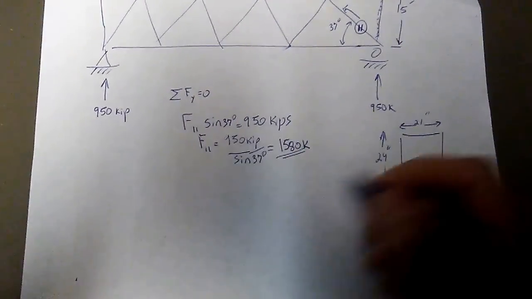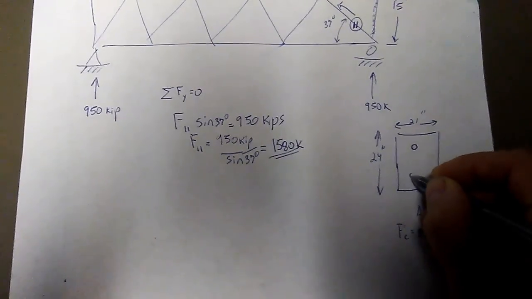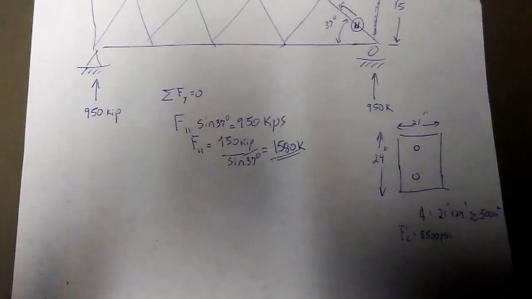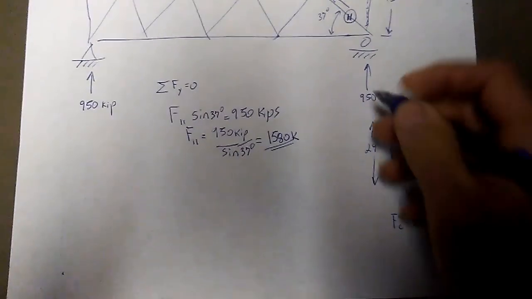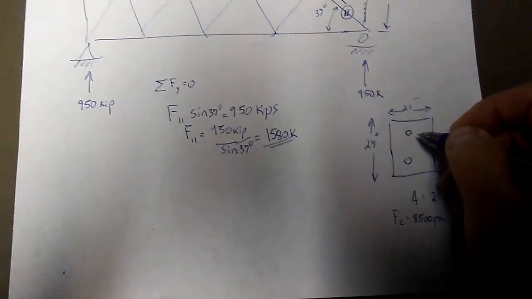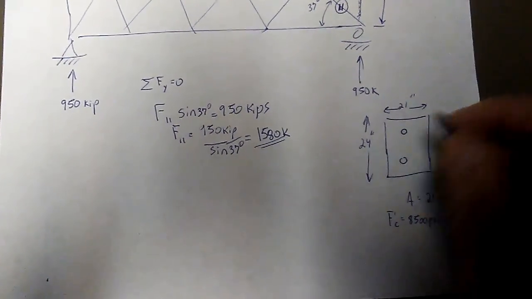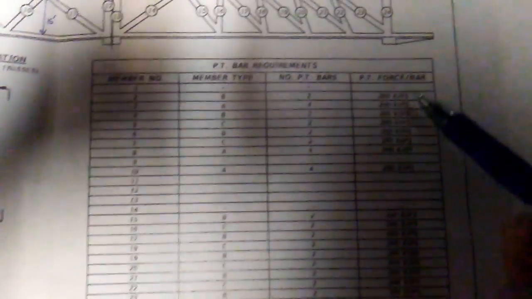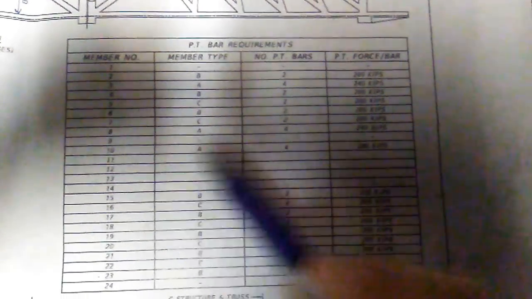Now, we know that member had 2 post-tensioning bars. And those post-tensioning bars had a tension value of approximately 200 kips. And how do we know that? That's from the table on this drawing. Now, it didn't show any force for member 11, but we know member 11 did have post-tensioning bars in it.